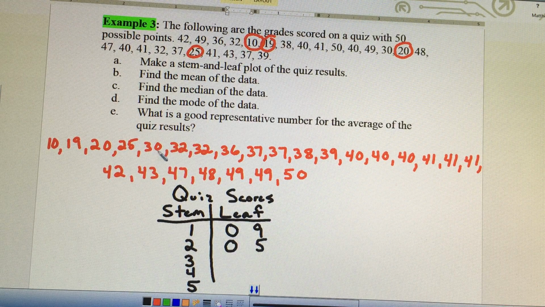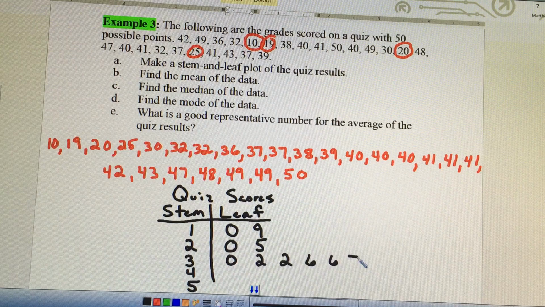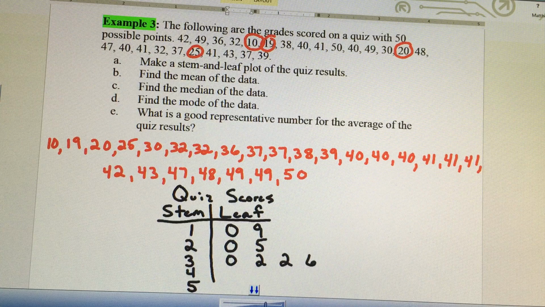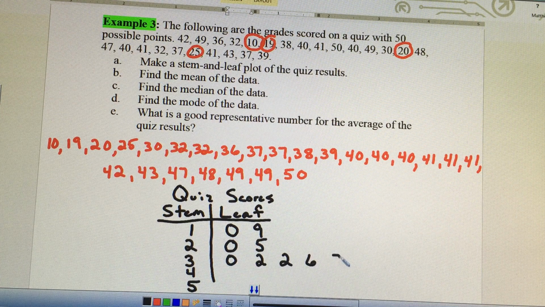In the 30s, I have a bunch of scores there. I'm going to start listing all of these leaves, and I want you to pay attention to how I make these nice clean columns. I have a 30, a couple of 32s, so 0, 2, 2. Oops, I'm sorry, there's only one 36, and 2 37s. Let's try that again. So 6 and 2 7s, a 38 and a 39. So 8 and 9.